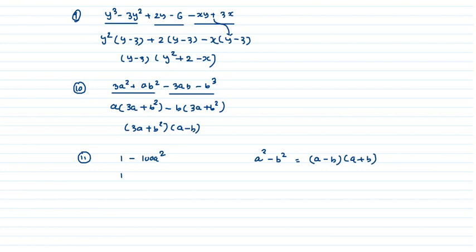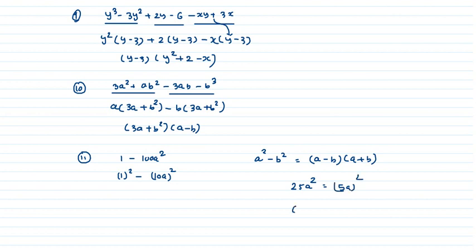So 1 is basically 1 square, then 100 a square means it is 10a whole square. Okay, you have to break it down like this. See, 1 is basically 1 square, 100 is 10 square, a square is a square, so it is 100 a square. Okay, for example, if I take 25 a square, what I get out of this is 5a whole square.